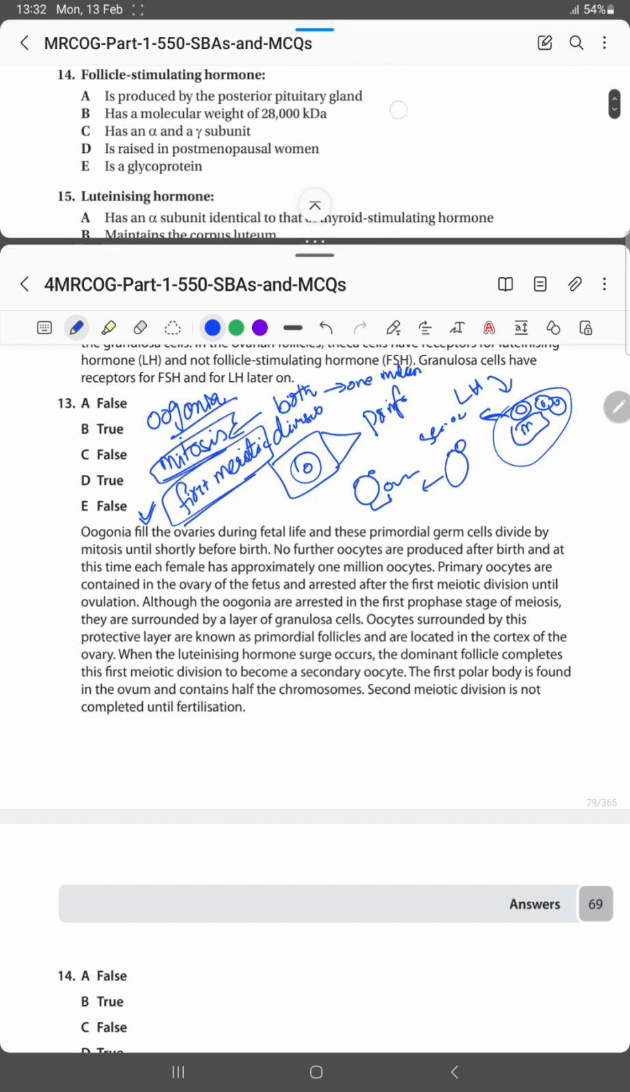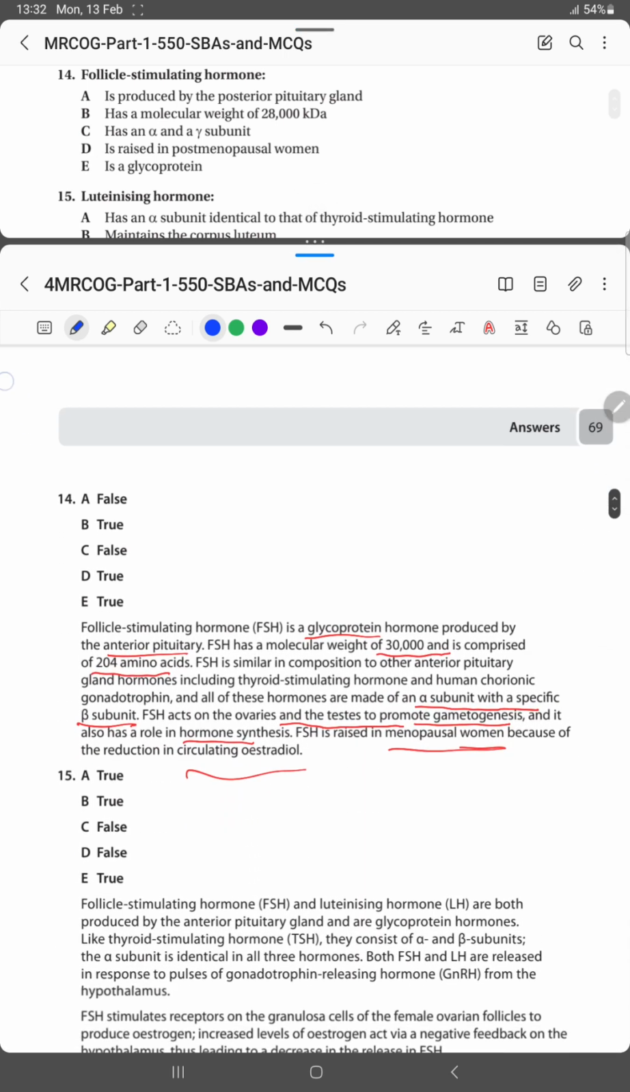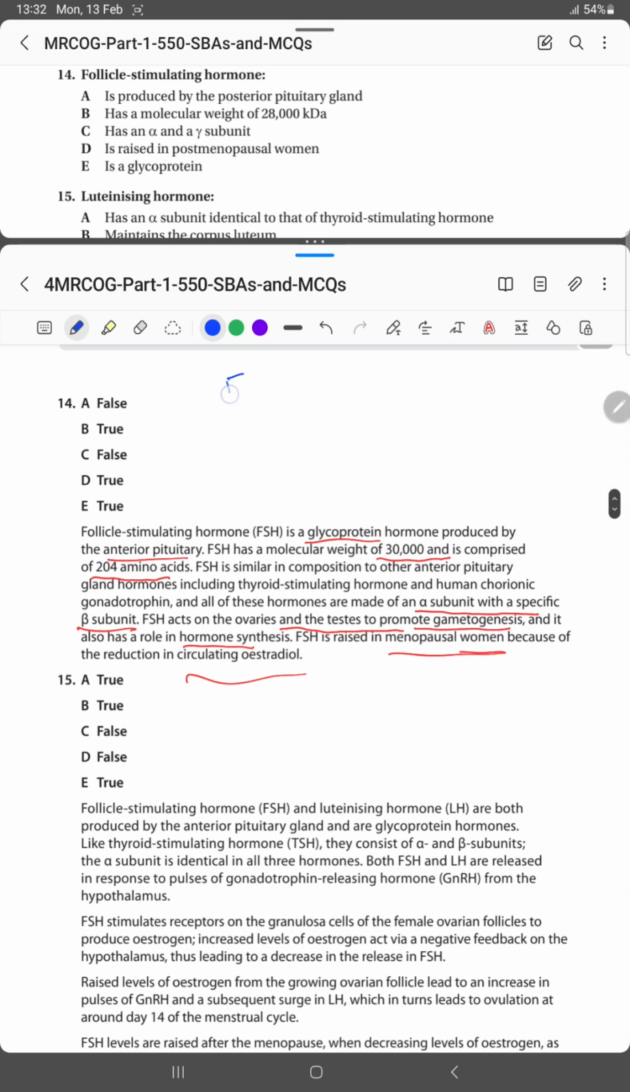Okay, now let's move to question number 14. That is about the follicle stimulating hormone. FSH is a glycoprotein hormone which is produced by the anterior pituitary. FSH has a molecular weight of around 30,000 and is comprised of 204 amino acids. FSH has a similar composition to the other anterior pituitary hormones, the thyroid stimulating hormone, the luteinizing hormone, and beta HCG. They have the same subunits, the alpha subunits and the beta subunits.